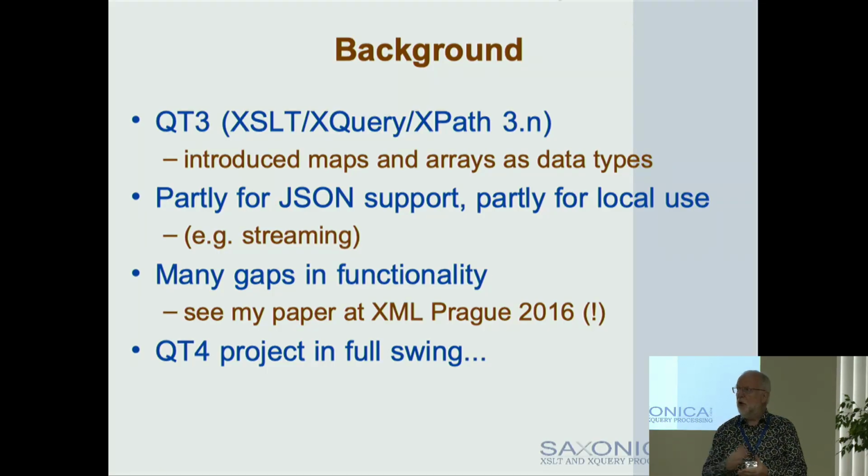So we got quite a long way with 3.0, and maps and arrays in 3.0 are extremely useful. But when you come to operations on trees of maps and arrays, such as you get when doing full-scale JSON transformations, you find there are gaps, and some of those gaps we're trying to fill.